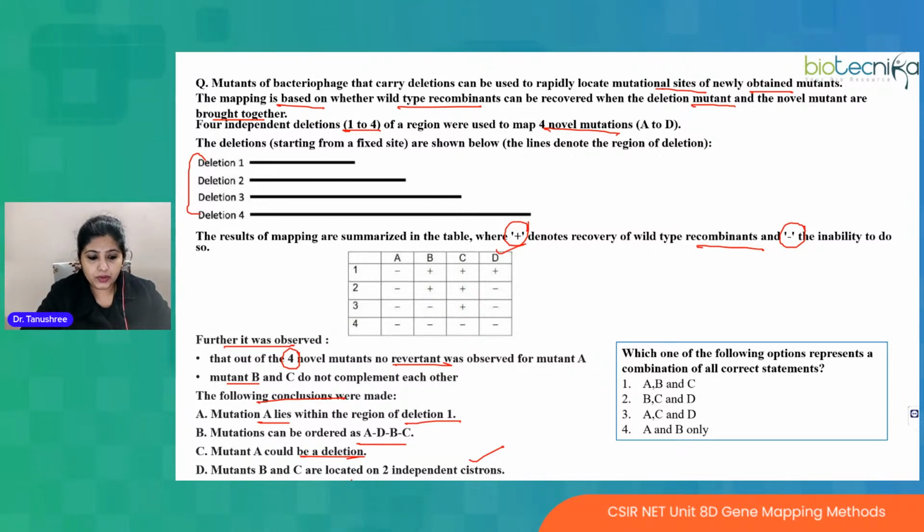Now, although this question appears to be very difficult, believe me, it's not that difficult. It's very easy. You just need to be familiar with the strategy of how to solve such a question.